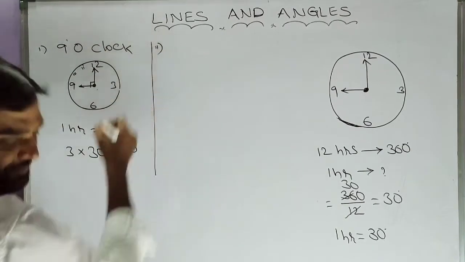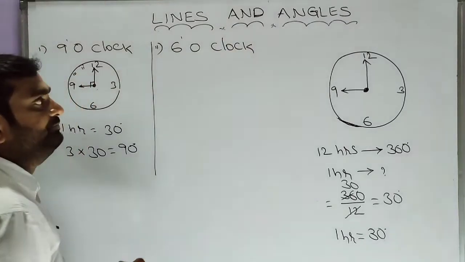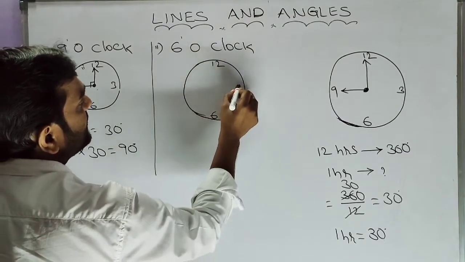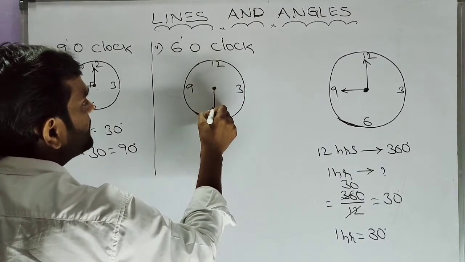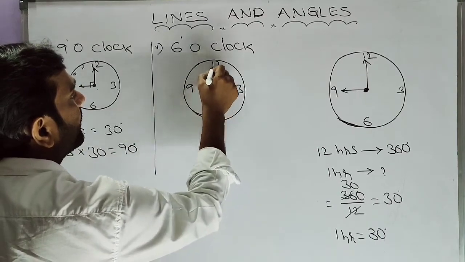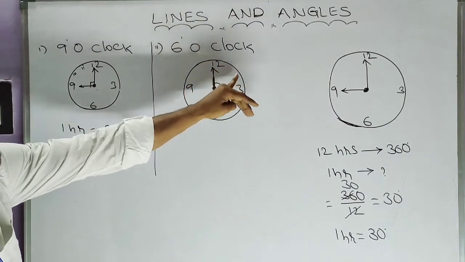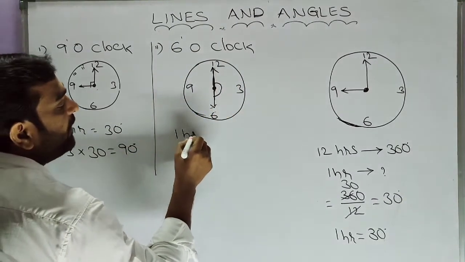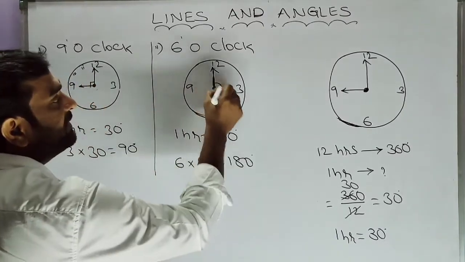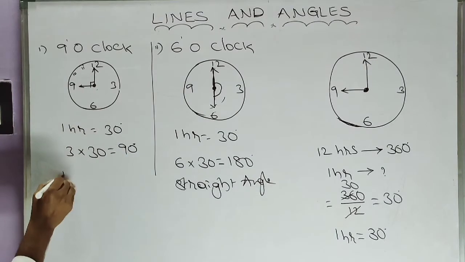And the second question is 6 o'clock. Listen, at the time of 6 o'clock, the hands will be like this. What is the angle? The hours gap is 1, 2, 3, 4, 5, 6. 6 hours. We know that per 1 hour, the angle is 30 degrees. Per 6 hours, 6 into 30, that is 180 degrees. Nothing but a straight angle. Here we can write 90 degrees is a right angle.